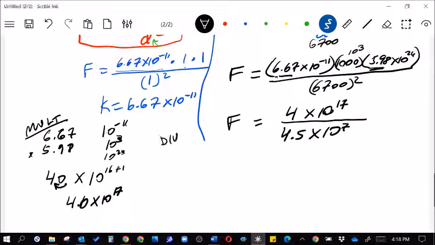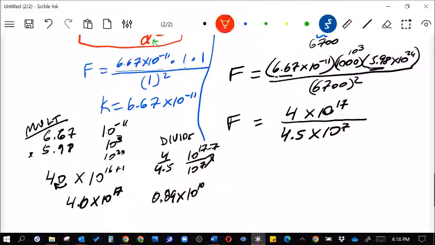Here we're going to divide, which means we're going to be 4 over 4.5 and 10 to the 17 over 10 to the 7th, which means you bring that up as minus 7. So we have a 10 to the 10th, and 4 over 4.5 is 0.89 times 10 to the 10th. But you have to move the decimal 1 point this way. And if you move it 1 point that way, then you're going to subtract 1 from there. That means our final answer for this is 8.9 times 10 to the 9th power.